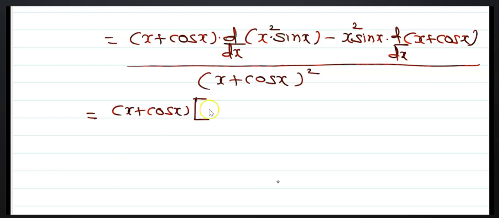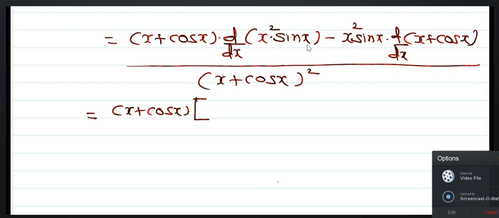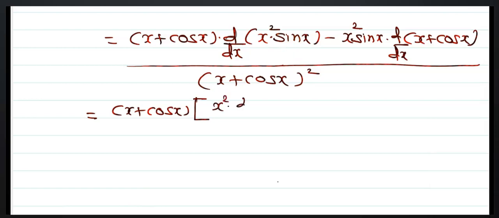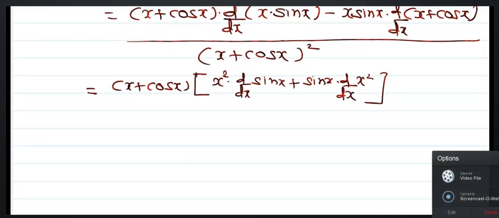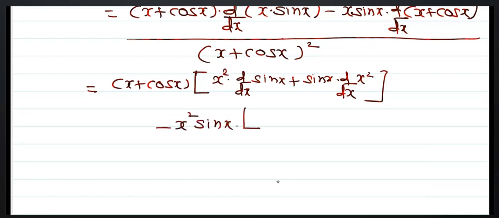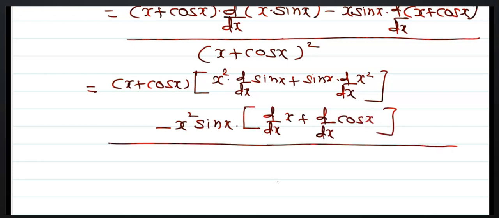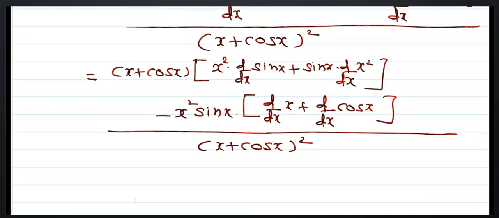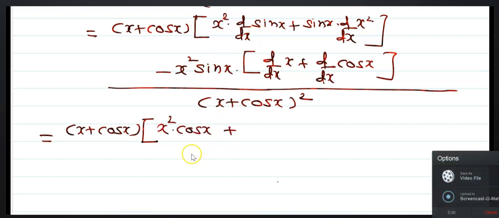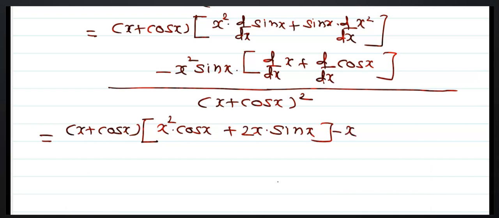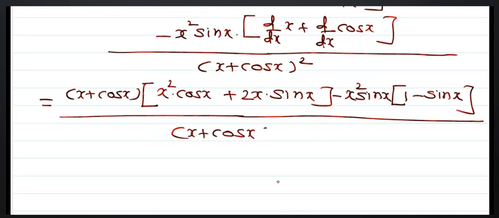And that's why x plus cos x, derivative of x square into sin x. Now here we will apply the product rule: x square into d/dx of sin x plus sin x into d/dx of x square. Derivative of x square is 2x and derivative of sin x is cos x. Minus x square sin x in bracket d/dx of x plus d/dx of cos x, upon x plus cos x bracket square. Now again, x plus cos x in bracket x square cos x plus sin x into 2x, minus x square sin x in bracket 1 plus minus sin x bracket complete, upon x plus cos x bracket square.